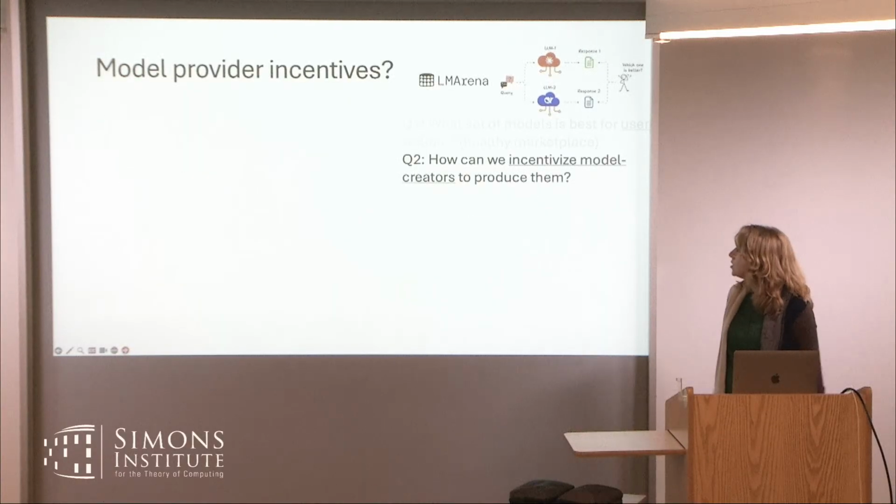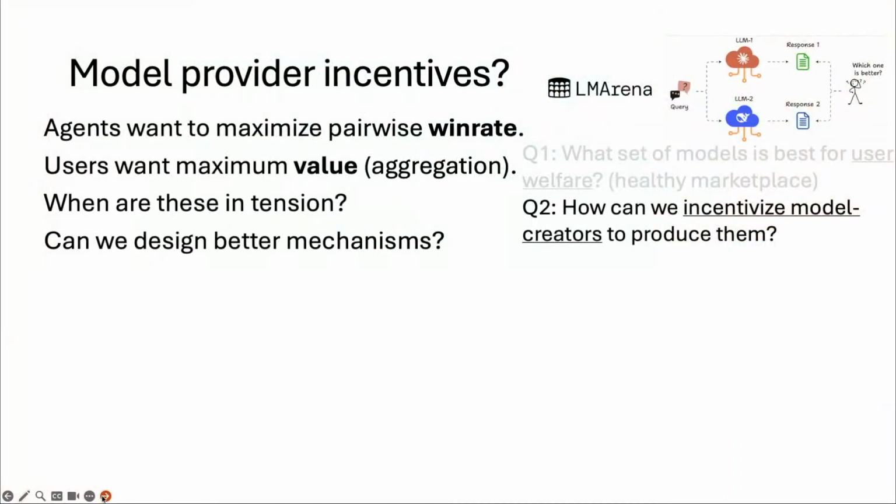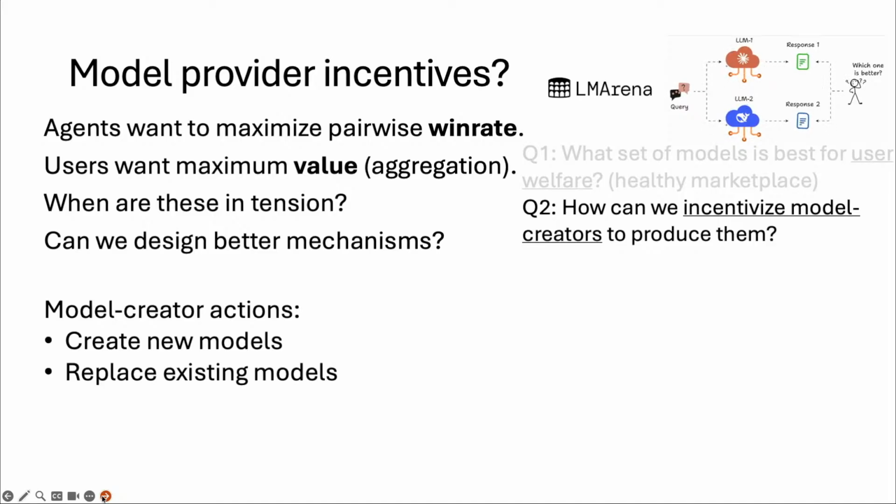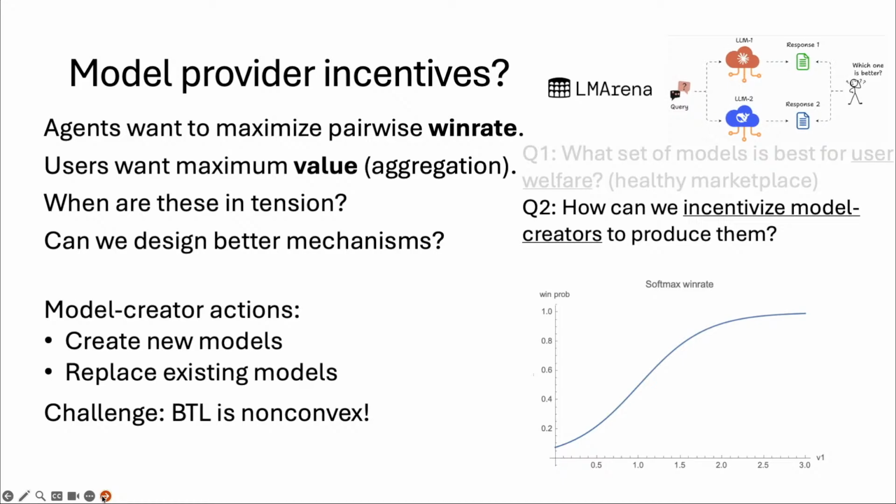So second question here. In the main model, agents want to maximize win rate. So they're trying to maximize how well their model is picked, or how often their model is picked. Users want maximum value, so some value over the set of models. When are these in tension and how can we create better mechanisms? Again, these are the two model creator actions we're going to be talking about. One challenge is that this aggregation function is non-convex, which we're going to mostly sweep under the rug, but did make some of the analysis more gross. Happy to talk about that later.